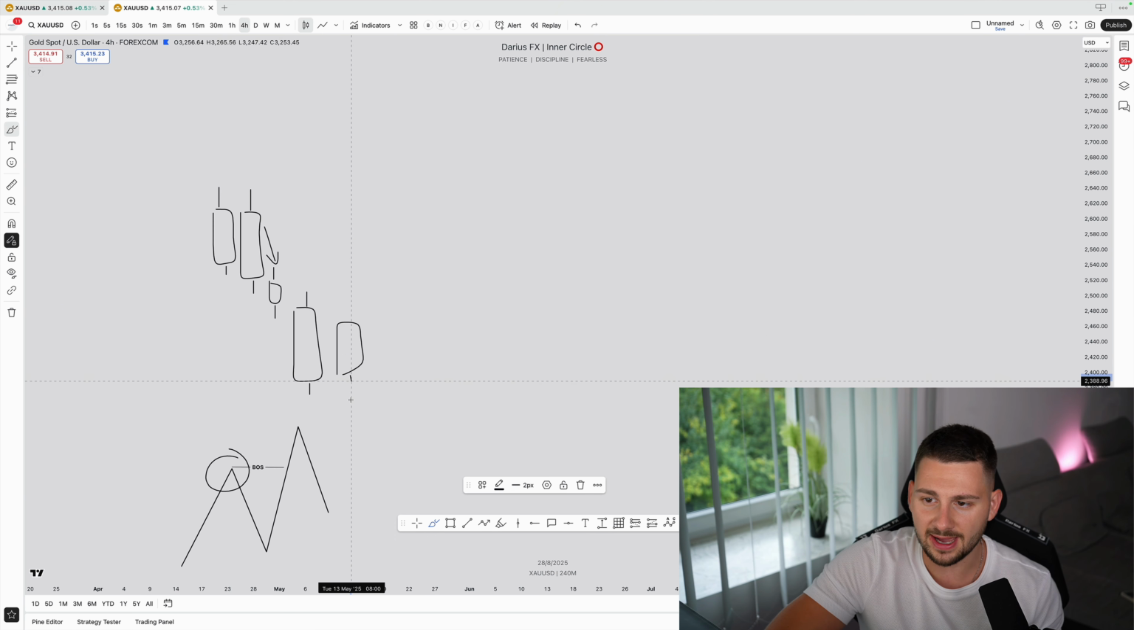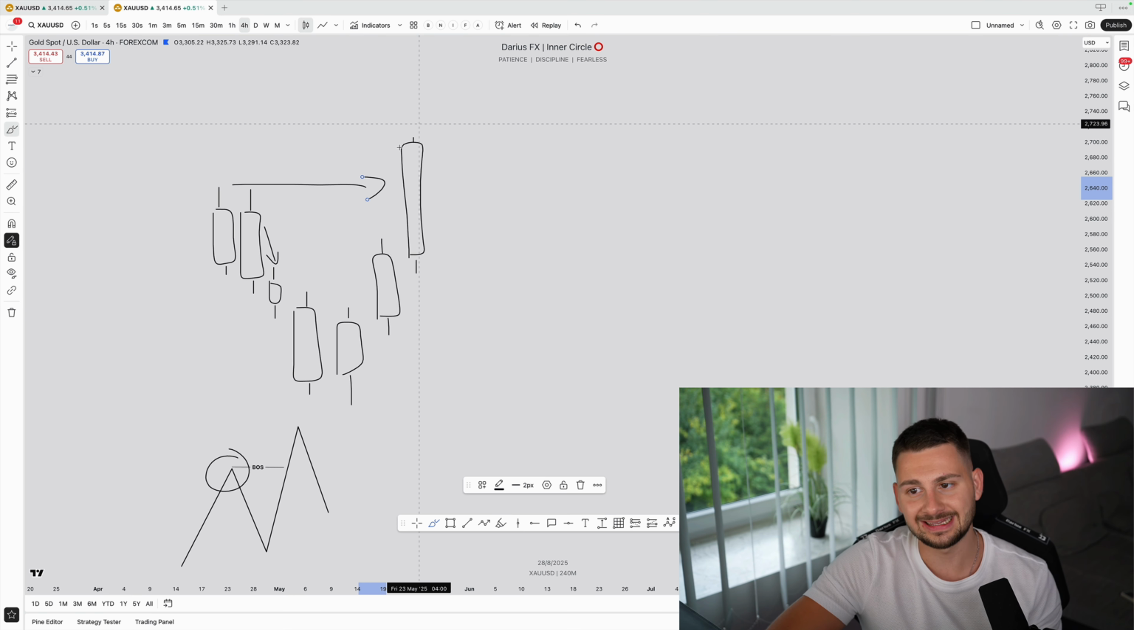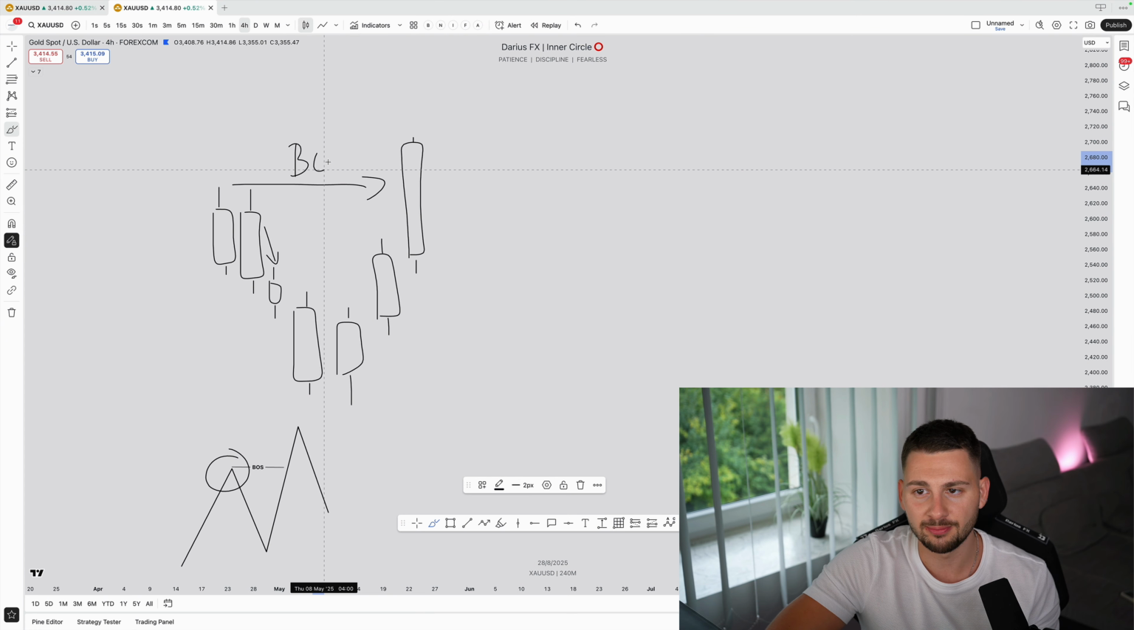Now when the price comes back up higher, what is important for you to see is that the price breaks through these highs, right? Through these highs with a full body, right? That's very important. This is then for us a true BOS, break of structure, only if the full body of this candle breaks through those highs.